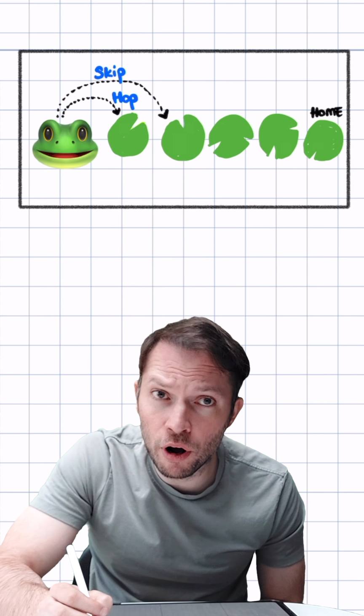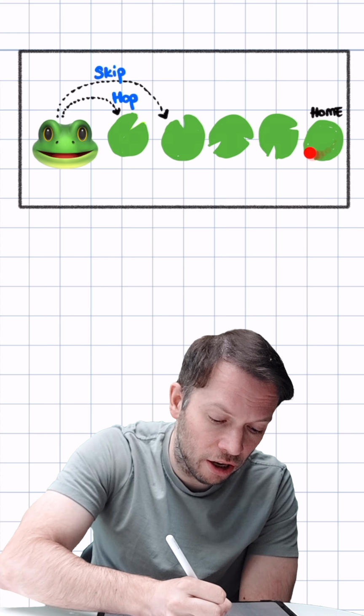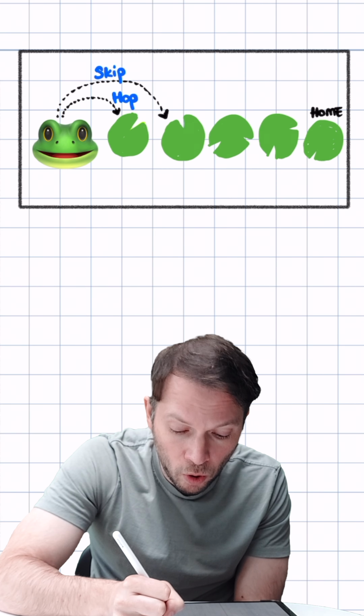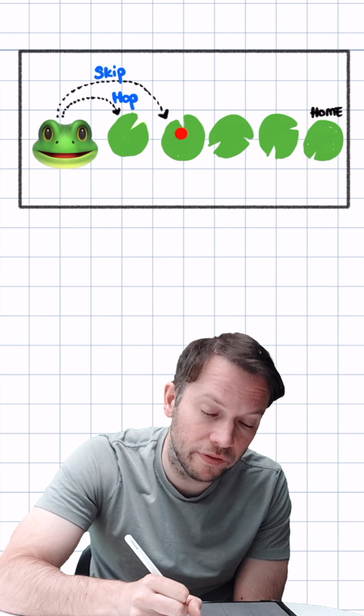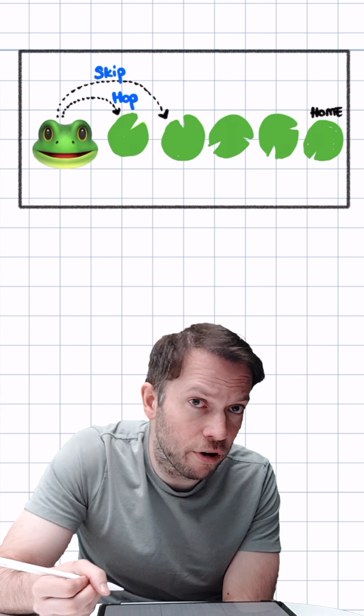This is a frog. The frog has 5 lily pads in front of it, and its home is the last lily pad. Now the frog can either hop to the next lily pad, or it can skip the lily pad in front of it and go to the next lily pad after that. How many routes are there for the frog to get home?